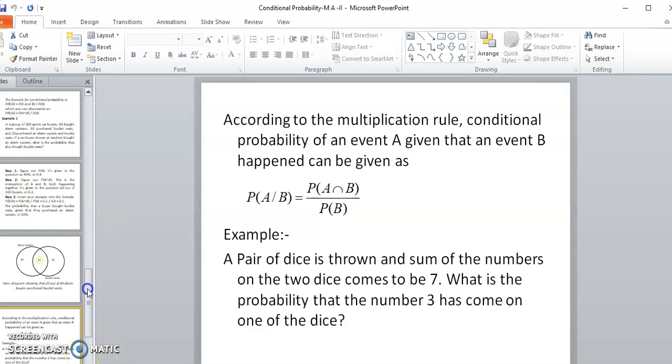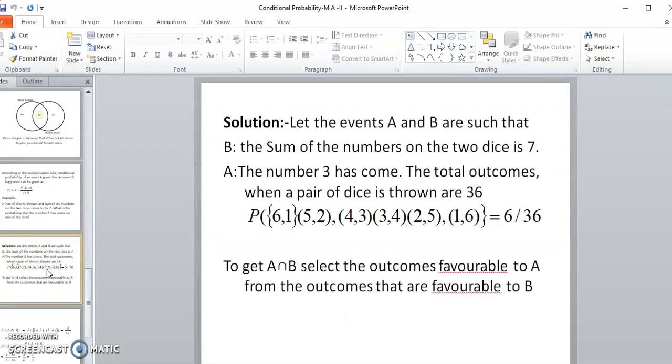Next, we'll see. Let the events A and B be such that B is that the sum of numbers on the two dice is 7, and A is that the number 3 has come. The total outcomes when a pair of dice is thrown are 36, and the total such numbers is 6, so it is 6 by 36. To get A intersection B, select the outcomes which are favorable to A from the outcomes that are favorable to B.